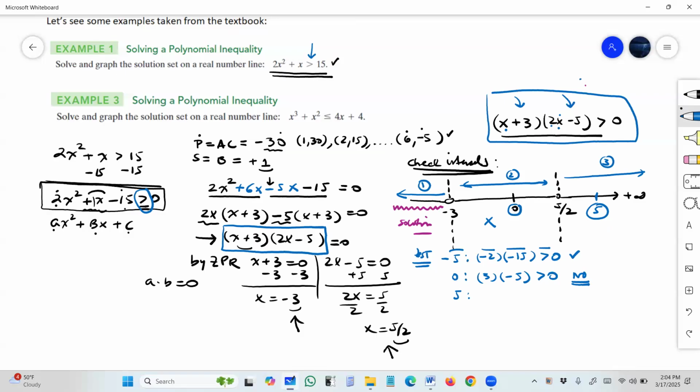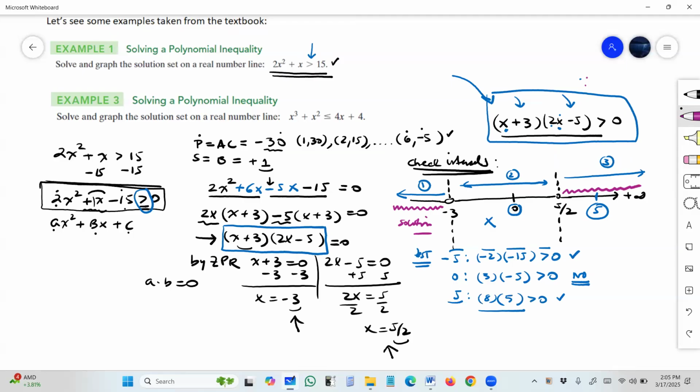Now I have to test the 5. So I'm going to get 5, and I'm going to replace in x here and 2x there. So 5 plus 3, right? Remember, I'm using this. So 5 plus 3, 8. And 2 times 5, 10, minus 5, 5. Is 8 times 5 greater than 0? Yes, it is. It's 40. So this interval is a solution. So I found two intervals that are solutions.